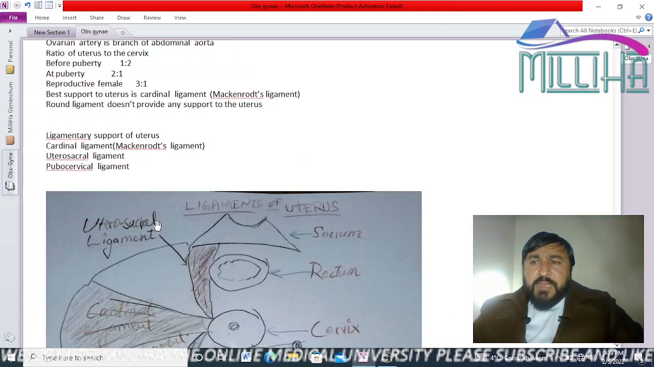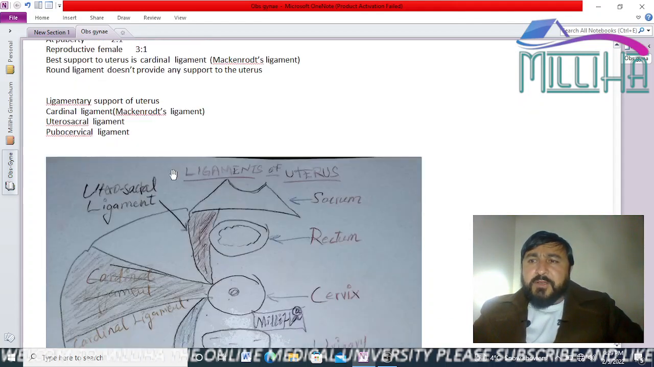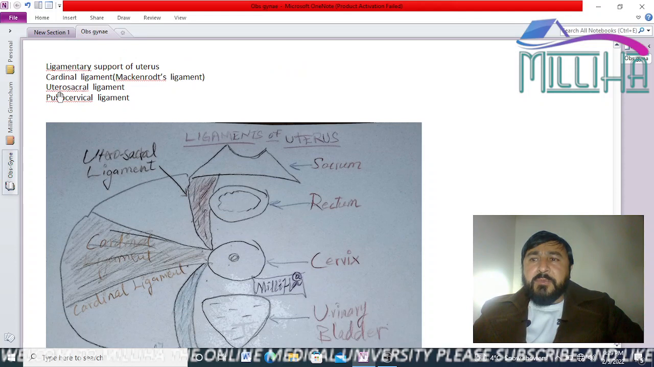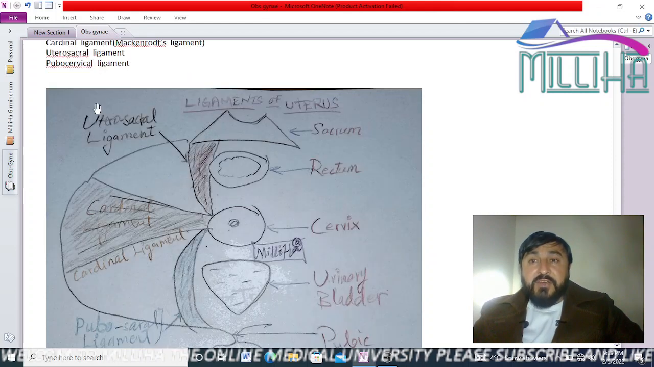Anyway, let's proceed further. Ligamentary support of the uterus: cardinal ligament, McEnroe's ligament, which we have discussed. Another ligament is the uterosacral ligament, which connects the uterus to the sacrum. Sacrum is the bone, part of the backbone. Pubocervical ligament. Pubis is in front, the anterior side of a human body.